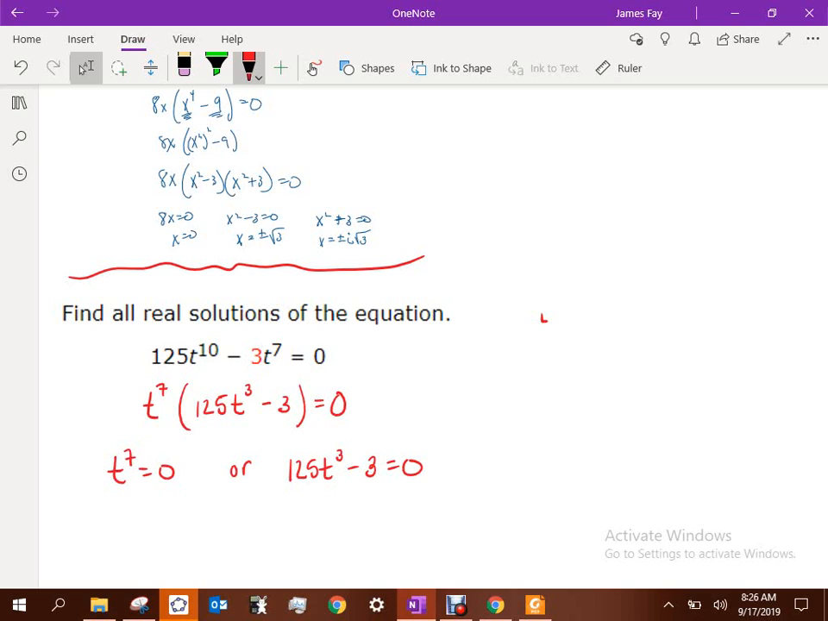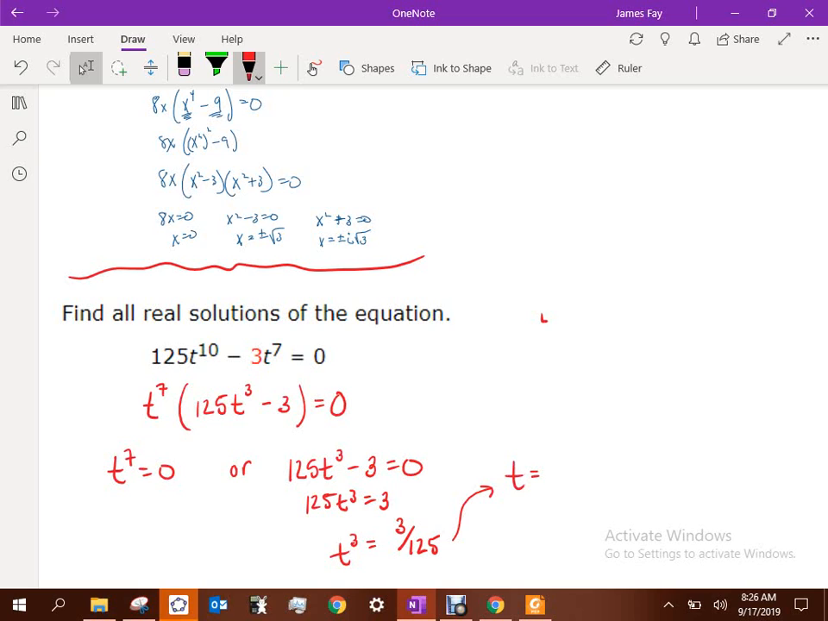Add 3 to both sides here. So I get 125t cubed is equal to 3. I'll divide both sides by 125. So we get t cubed is equal to 3 over 125. Then I'm going to take the cube root. So I'm taking the cube root.